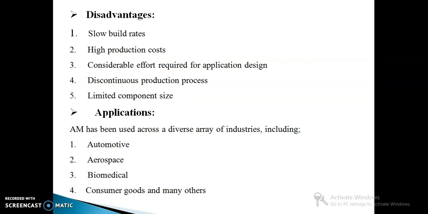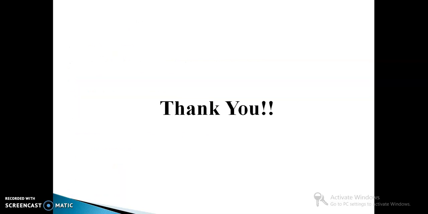Then what are the applications or areas where we can use this additive manufacturing process? There are a total of four areas where we can use the AM process: automotive, where a variety of components can be manufactured, aerospace components, biomedical, then consumer goods and many other components can be manufactured with the help of the AM process. As we have seen, the teacup is an example of consumer goods. Okay, these are the applications of the AM process.